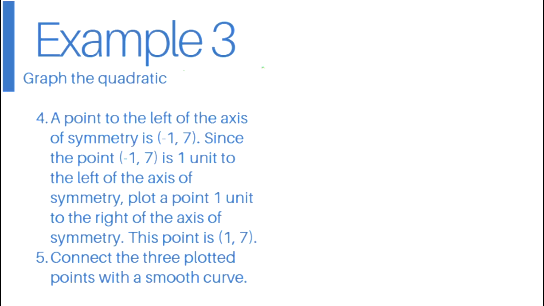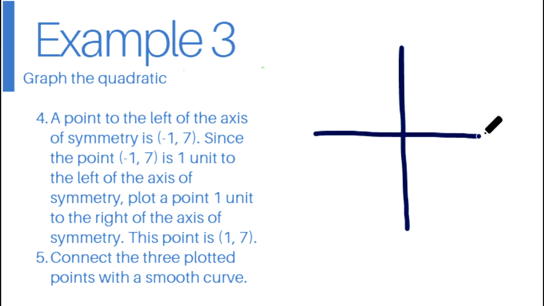A point to the left of the axis of symmetry is -1 and 7. Since the point -1, 7 is 1 unit to the left of the axis of symmetry, plot a point 1 unit to the right, which is 1, 7. I'm going to show you that.